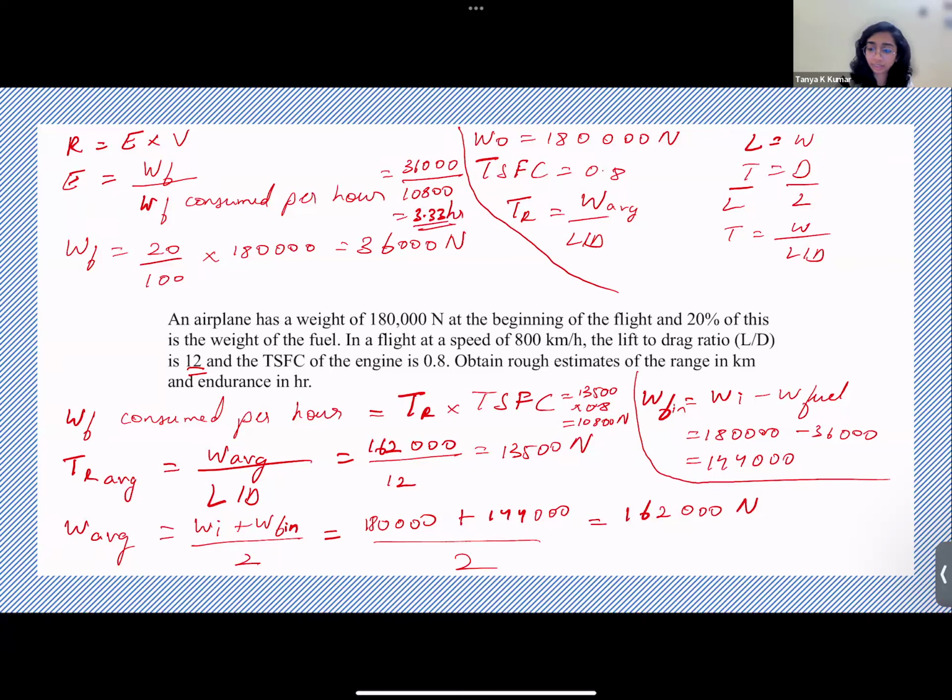And what would the range be then? Endurance into velocity. Just multiply this 3.33 into average velocity, 800. How much will it be? About 2664 kilometers, right? So these are the two values. Is this question clear? Have you understood this? Yes? Okay. There are no questions, then we'll move ahead.